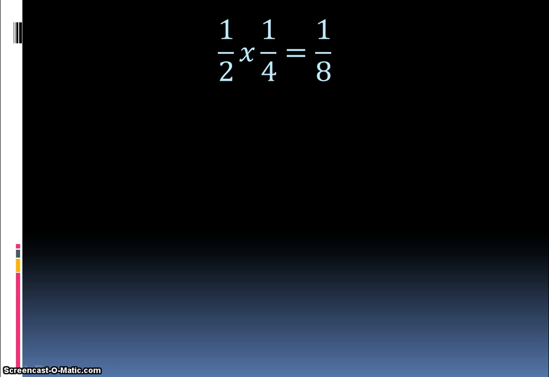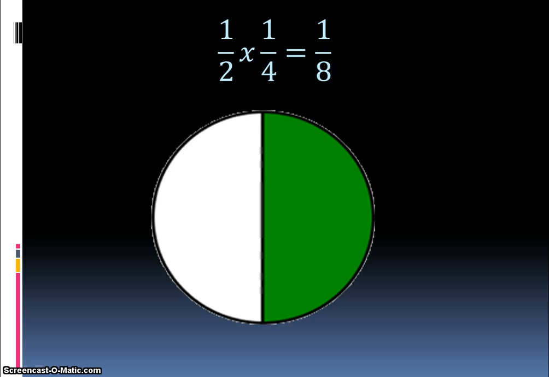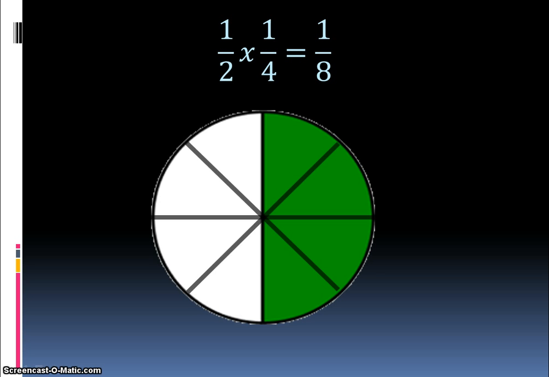Using 1/2 times 1/4, let's look at why we get 1/8. What we're saying when we say 1/2 times 1/4 is that we have 1/2 and we want to know what 1/4 of 1/2 equals. Looking at this model, I have 1/2. The green represents my 1/2. I want to know what 1/4 of my green area equals. So what I am doing is drawing in lines that split it into 4 equal parts.